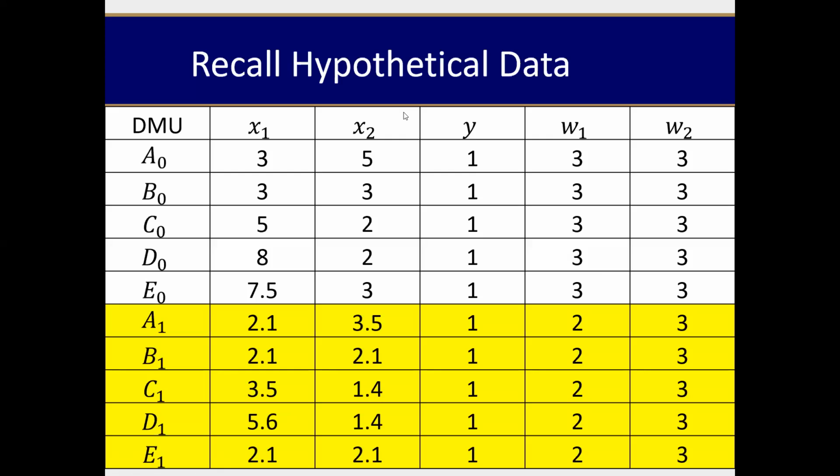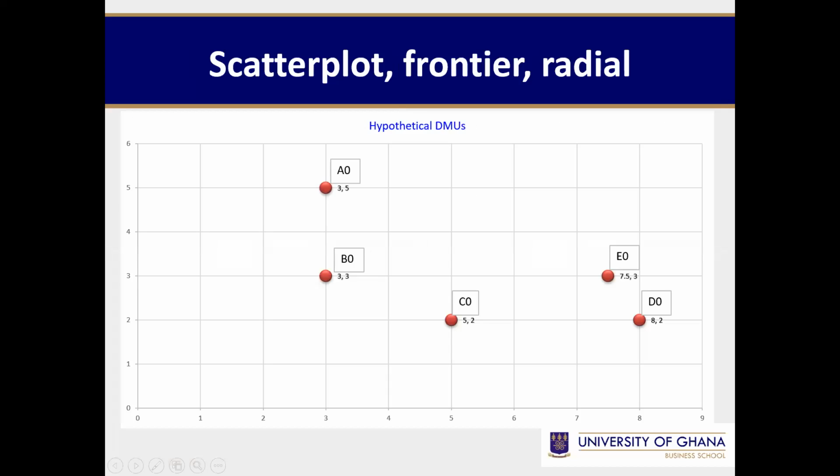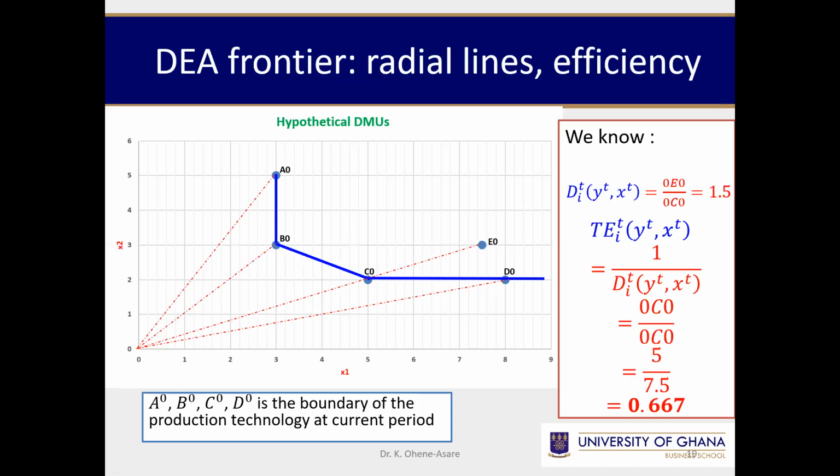So what we're going to do now is to plot the data set. You know this plot already. This is just a recapitulation. You plot the data set, indicate the input and output, create the frontier, and then generate your radial lines. So this is all that you have here.